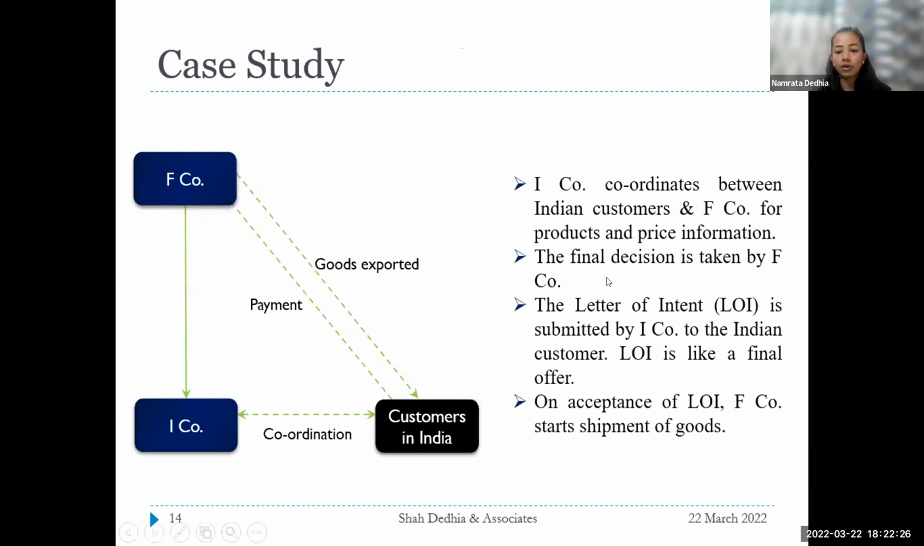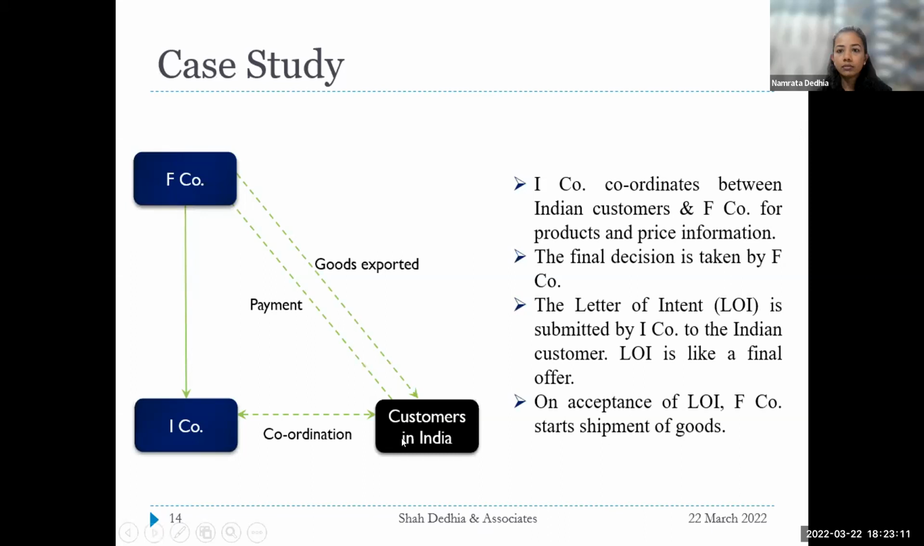Coming to 9(1) only, just a quick case study on this. You have, let's say, an Indian company which is incorporated to coordinate between the foreign company, which is the parent, and the customers in India. All the detailed product and price specifications of the product are being provided by the Indian company to the customers in India. But whether to sell, at what price to sell, at what terms to sell, are all the final decisions taken only by the foreign company.